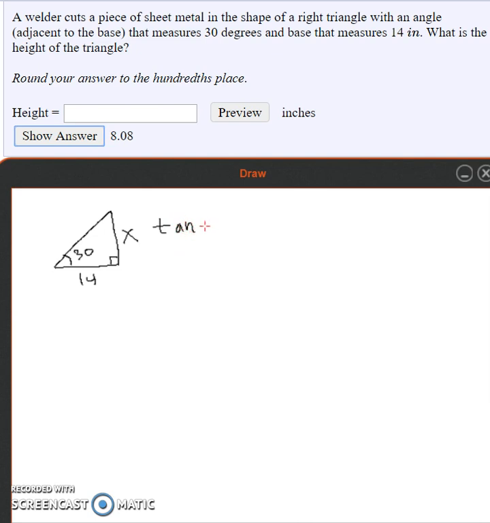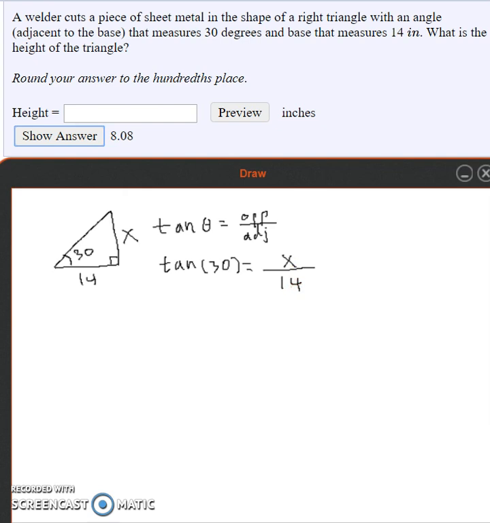So tangent of the angle equals the opposite side over the adjacent side. So this is the trig ratio that we'll use to solve this problem. We'll plug in the information that we are given. The angle is 30 degrees. The length of the opposite side is the height that we're trying to find, and the adjacent side is 14.